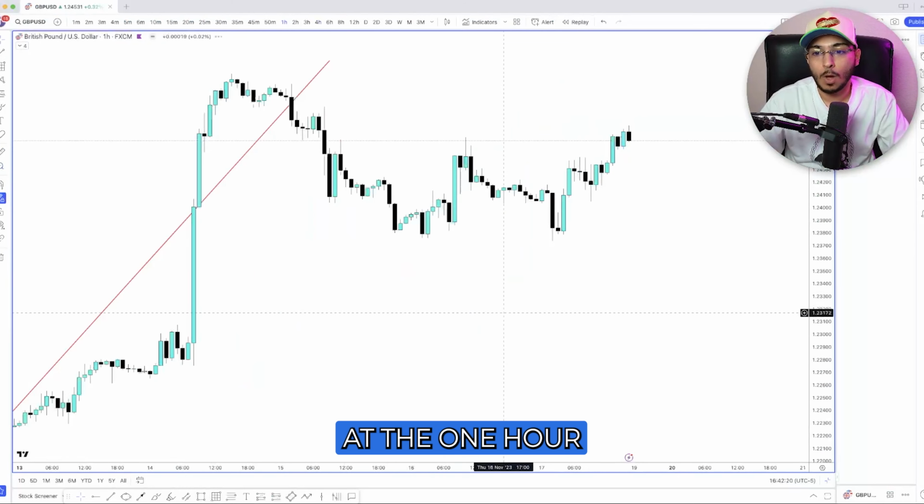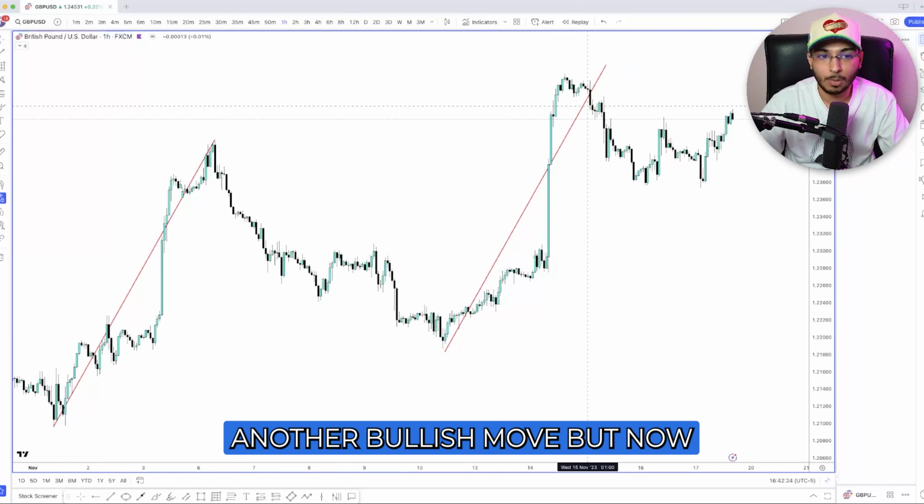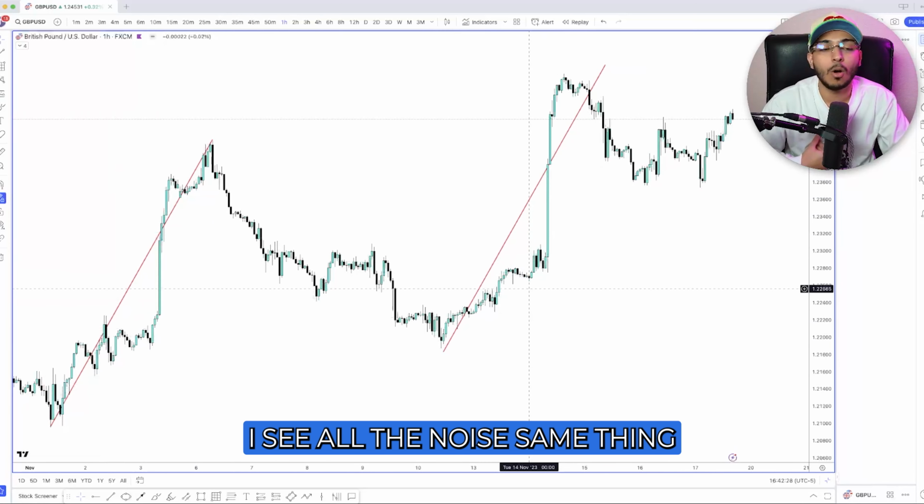Now let's say I'm looking at the 1 hour. It's still the same move, same bullish move, pull back, another bullish move. But now I see all the candlesticks. I see all the wicks. I see all the noise.